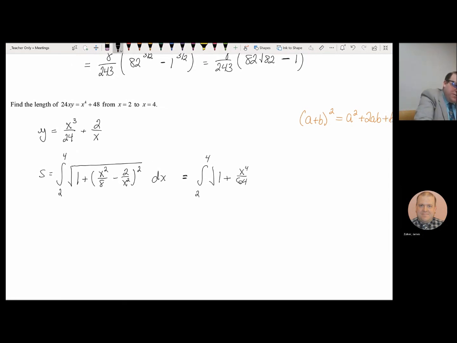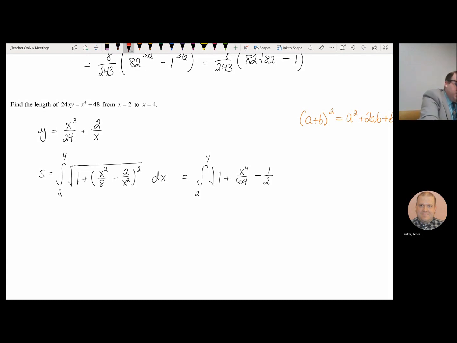X to the fourth over 64 minus twice the product. So x squared over 8 times 2 over x squared. It's a quarter. Double it. Negative product since the second term. Technically, it's x squared over 8 times negative 2 over x squared. Right? But because I know that, I'm just going to do minus, and then I'll just look at their positive product.